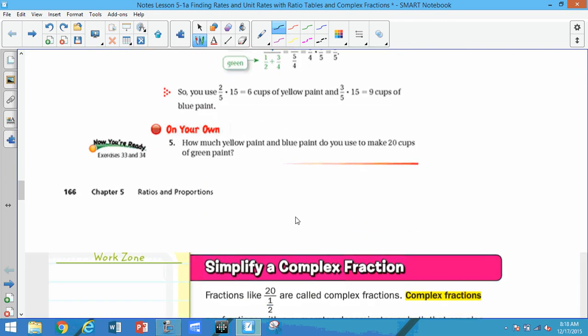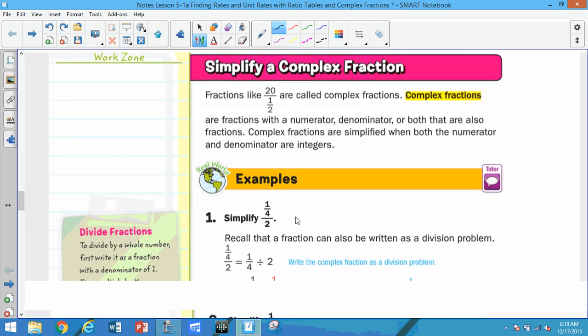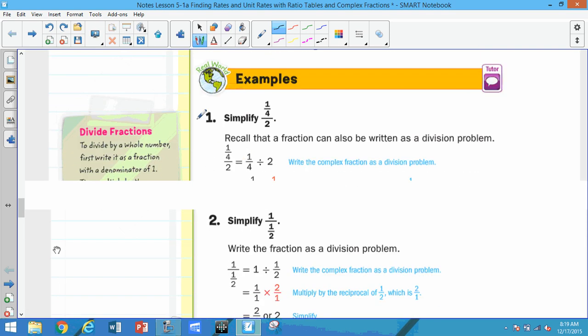Okay, so if we go down, now this is not in your book, so you might want to write things down or make sure that you're careful when you're writing things down. A complex fraction like this, 20 over 1/2, that's a complex fraction. And you will see that on standardized tests, and you will see it a lot. They're fractions with a numerator and a denominator, or both, that are also fractions. It can be one, it can be the other, or it can be both. And then you have to simplify them.